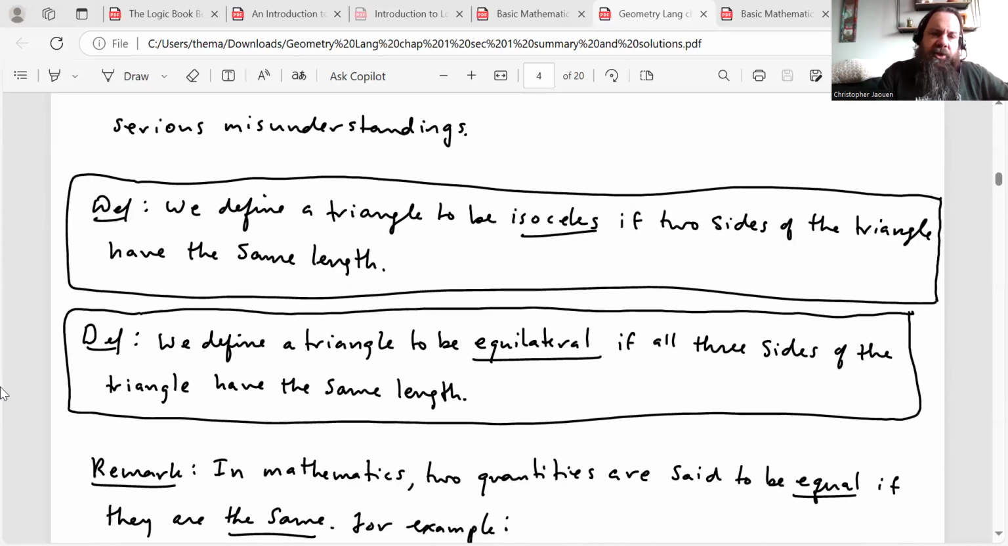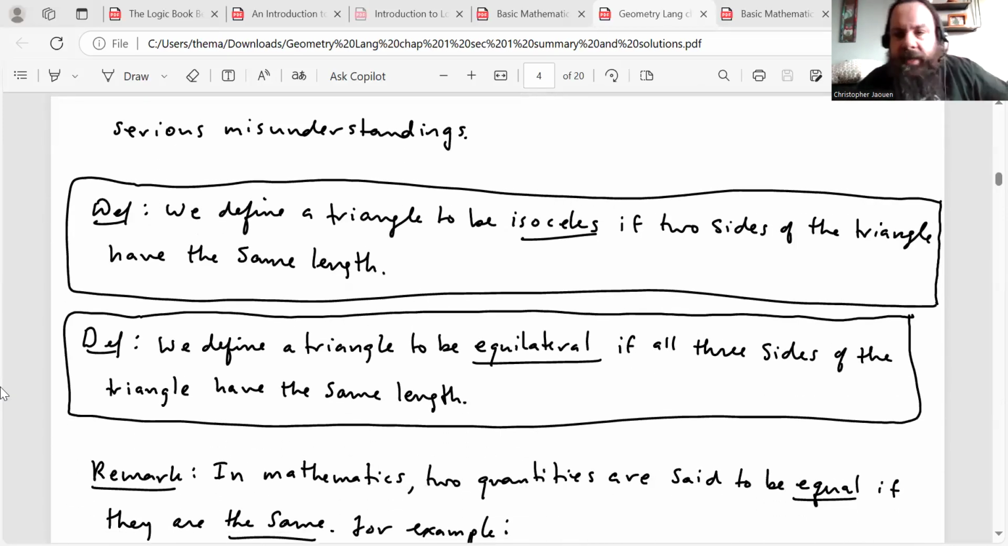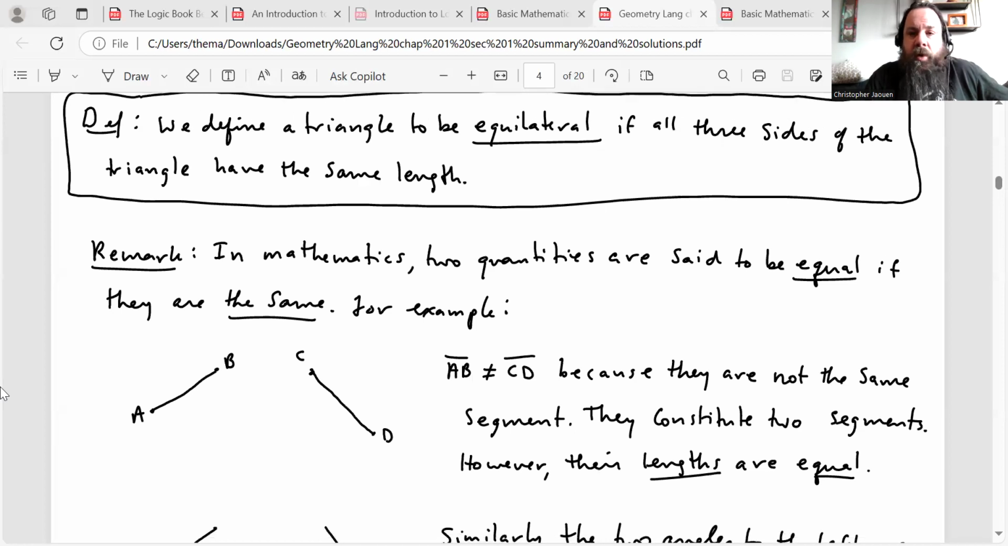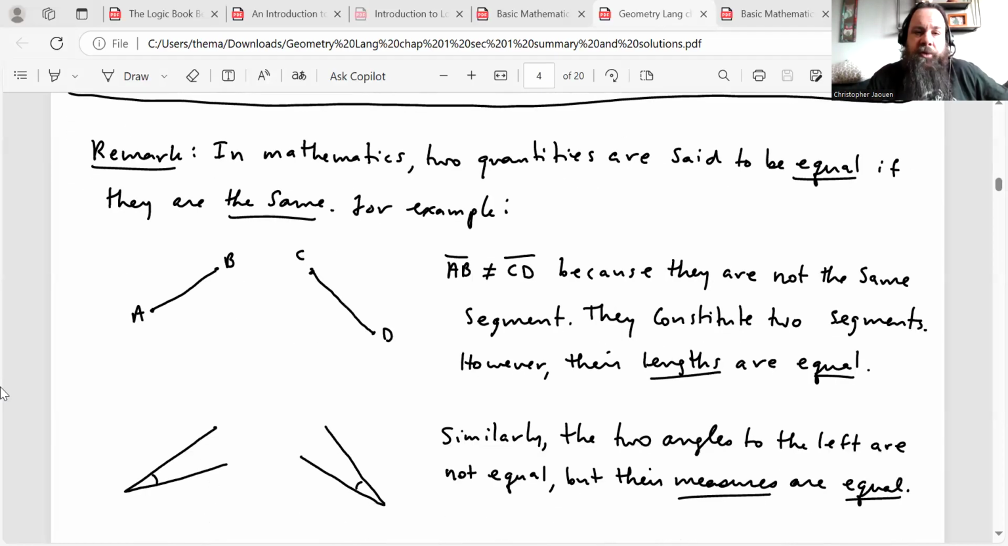Okay, a couple more definitions. We define a triangle to be isosceles if 2 sides of the triangle have the same length. And we define a triangle to be equilateral if all 3 sides of the triangle have the same length. And just a remark: in mathematics, 2 quantities are said to be equal if they are the same. For example, and then we have a bunch of examples.